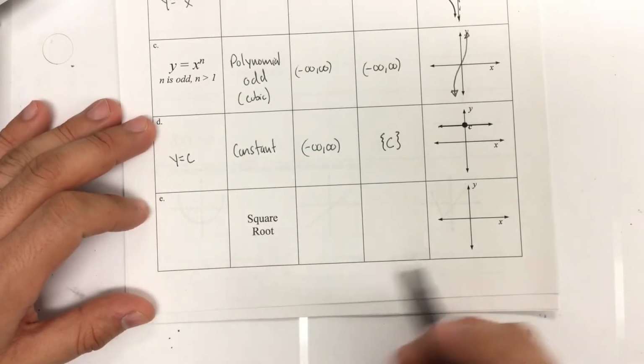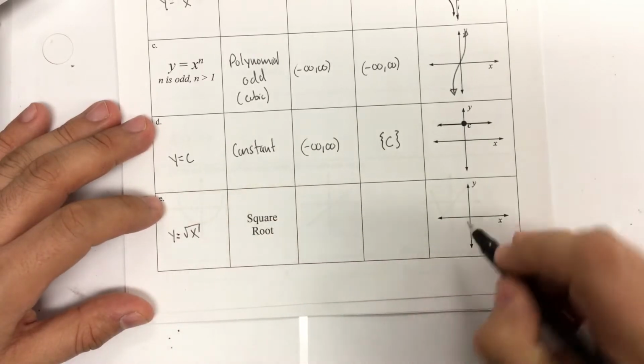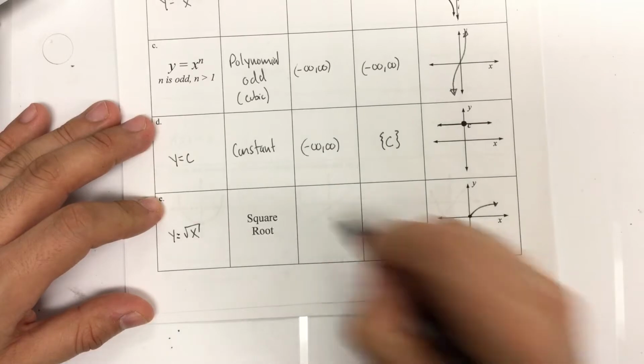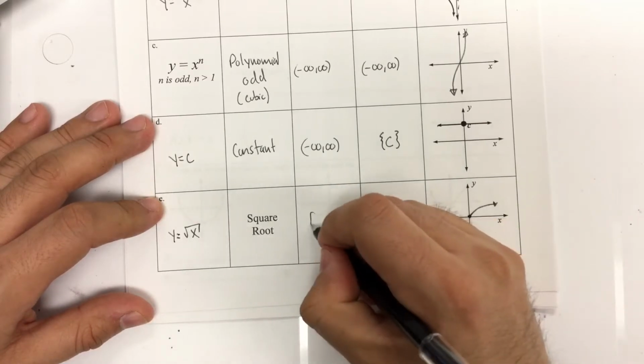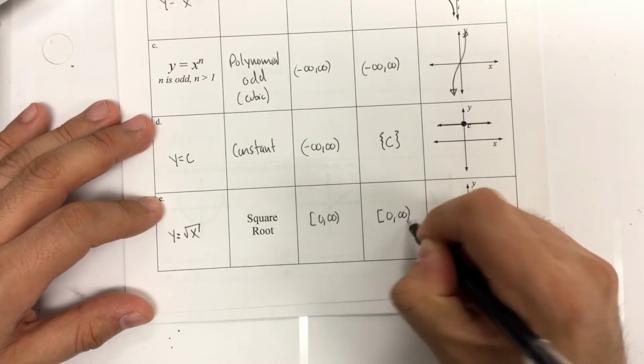This is the square root, it says, so y equals the square root of x. Closed circle right here, and it looks like that. So the domain is bracket 0 to infinity, and the range is going to be bracket 0 to infinity.